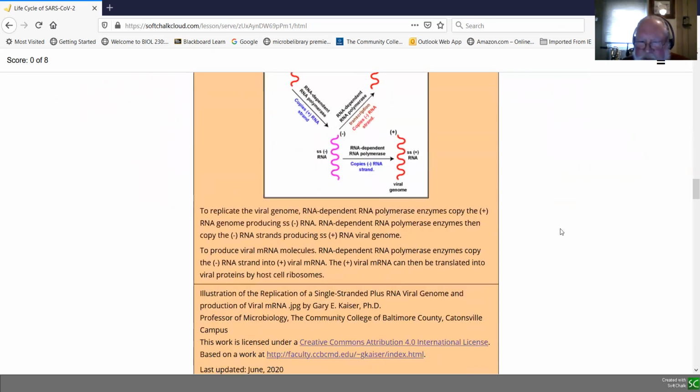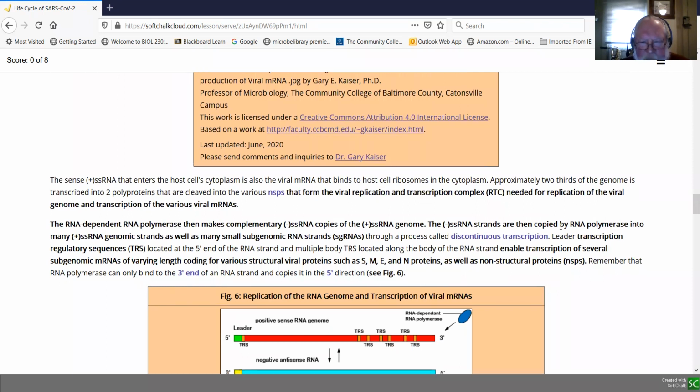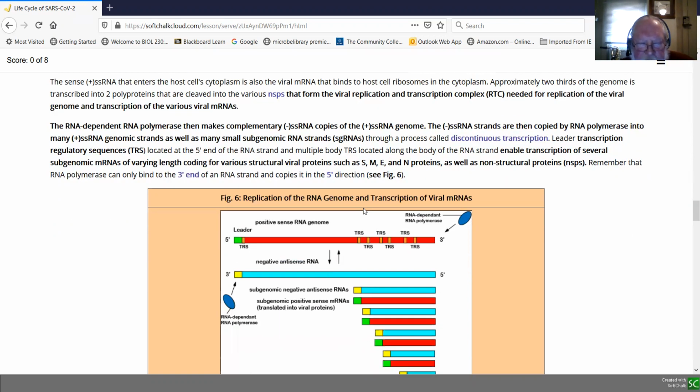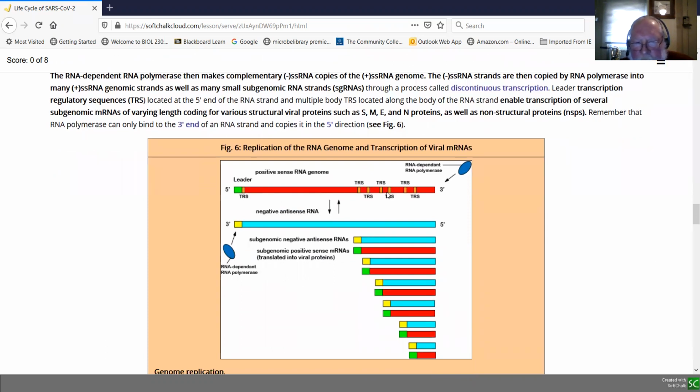But there's some more complex things that occur here. You don't have to know a lot of detail about this, but I do want to go through a little bit of this to show how SARS-CoV-2 does what it has to do. So there's a little description of it here, but keep in mind there's two things the virus has to be doing here. It has to make more copies of its genome.